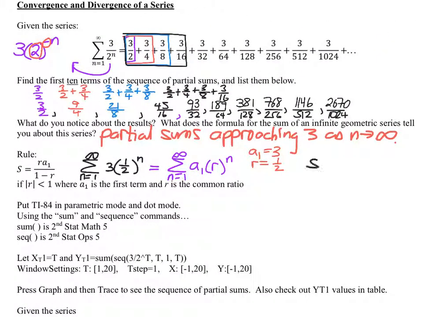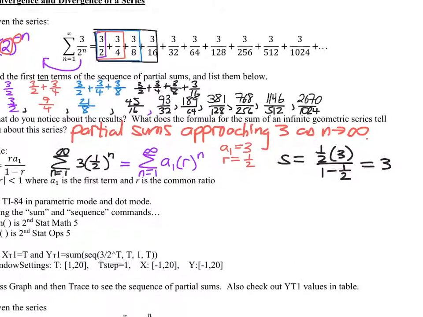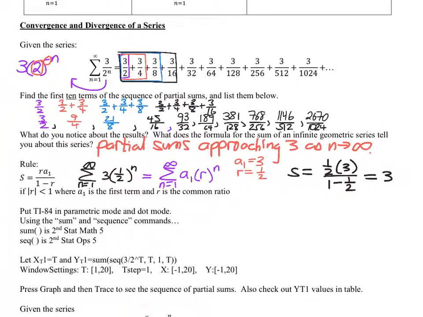And so we could get the sum this way. The sum would be 1/2 times 3 over 1 minus 1/2, which is going to clean up to give us a 3. So you could get it that way too. So this is more of an experimental approach, and this is more of an empirical approach, I guess. But it's not necessarily 100% required that you determine what the sum is actually converging to.